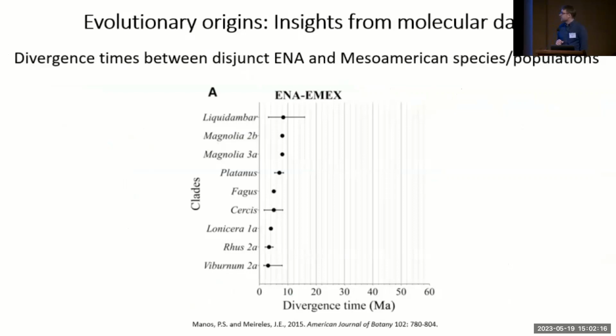If we look at molecular data, it's generally consistent with the fossil record. This is a plot from a paper looking at the origins of the Appalachian flora. It shows relevant disjunctions between Eastern North America and Mesoamerica. And all the divergence times are more recent than 10 million years ago, so they generally fall in the window of about 2 to 10 million years ago, which is consistent with the fossil record in showing a post-Miocene origin of this disjunction.